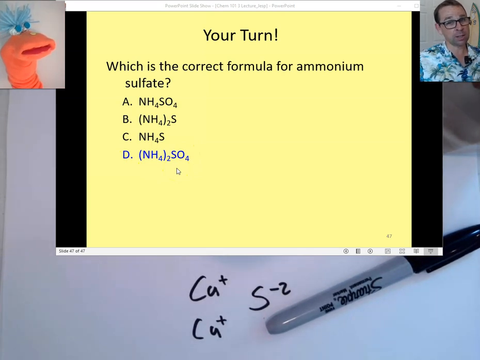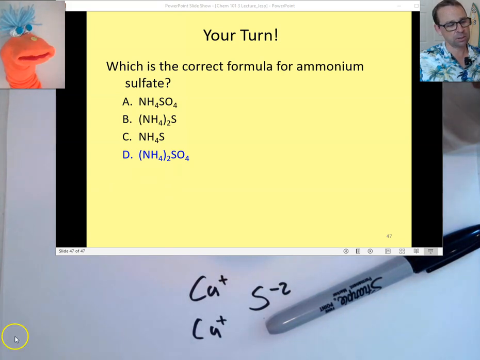Excellent job. We're learning how to name compounds, which we won't be able to move forward without knowing how to name compounds. So make sure you do your homework on this. Okay, I will.